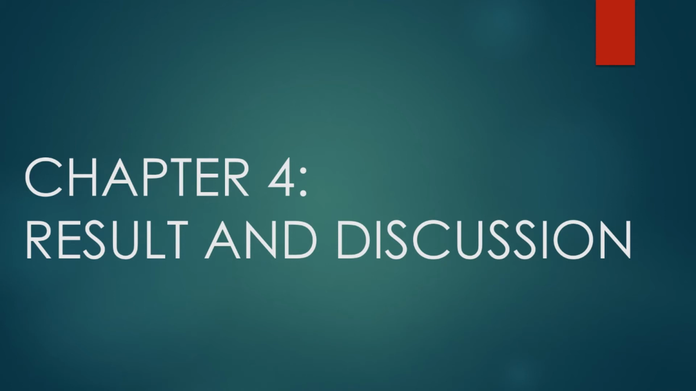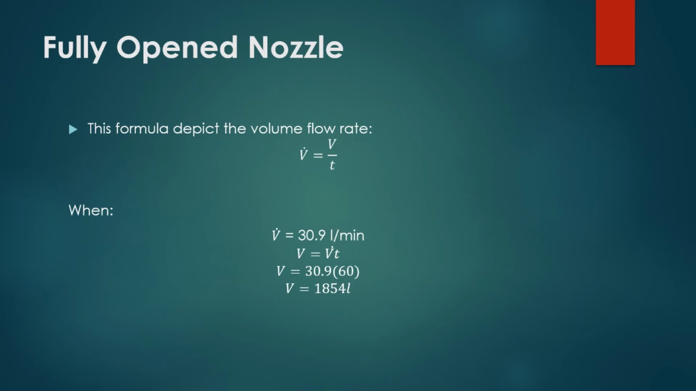So I'm going to talk about the result and discussion. For fully open nozzle, we use this volumetric flow rate formula to get the volume. We were given the volumetric flow rate, which is 30.9 liter per minute, and then we substitute it into the equation and get a volume of 1854 liter.